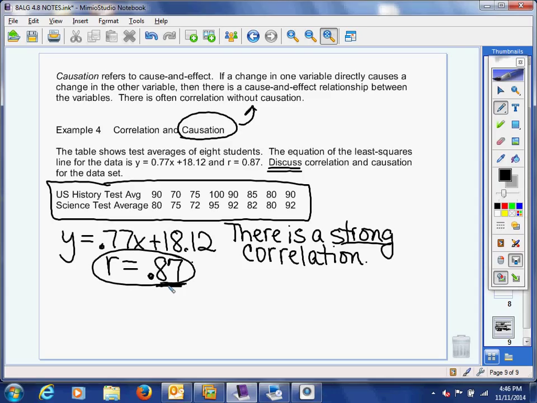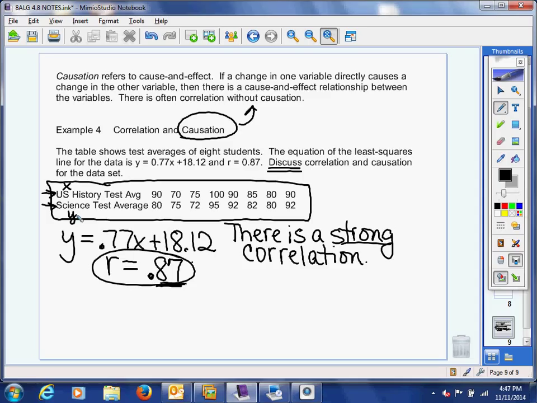Now let's talk about causation. This is how I do it. I look at the top line, U.S. history test average, and I treat that as though that would be the X, or my L1 in my calculator, and the science test average is my Y. Okay, so does what you make on a history test affect what you make on a science test? Does one have an effect on the other? Okay, so think about that for just a second, because some of you are trying to rationalize it. You may be overthinking this. Okay, so let me give you the short answer here.